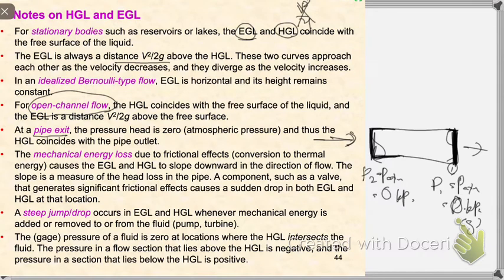And the last one is very clear. The gauge pressure of a fluid is equal to 0 at a location where the HGL intersects the fluid. Which means the pressure in a flow section that lies above the HGL is negative, and the pressure in the section that lies below the HGL is positive. This one is actually related to this point.